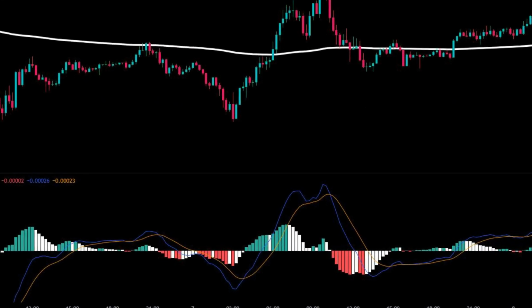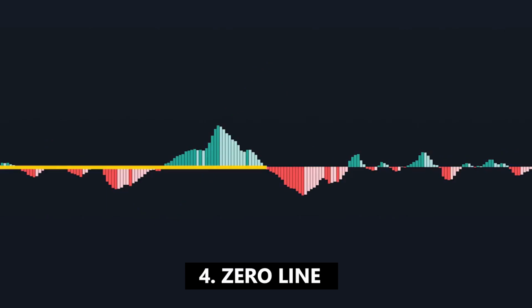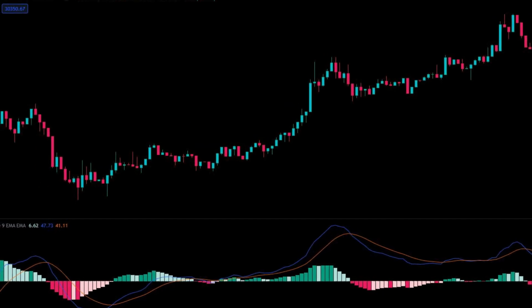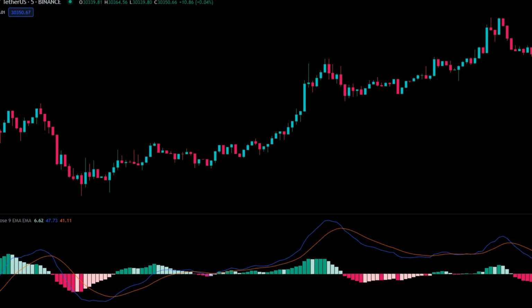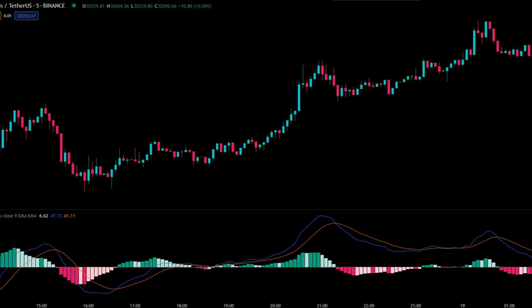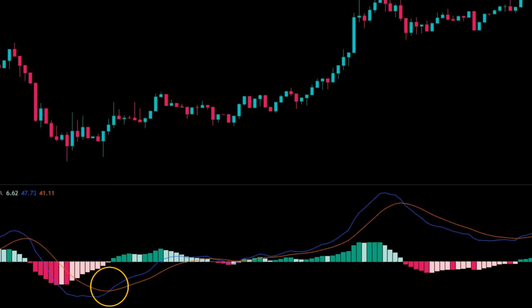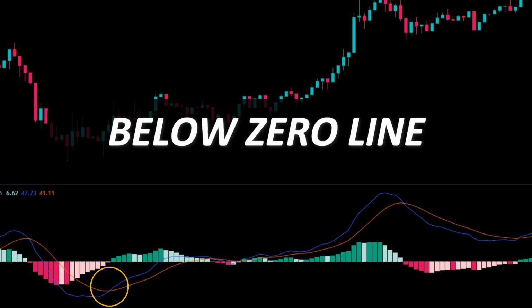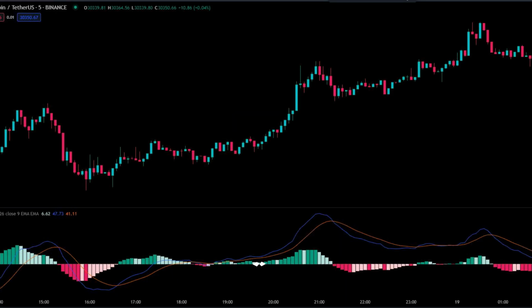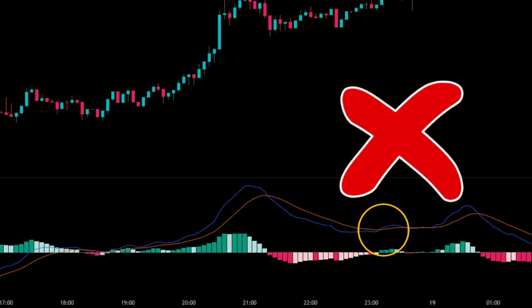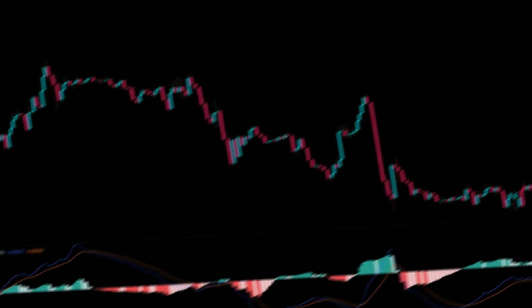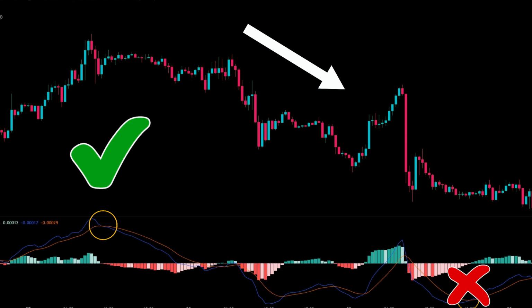The MACD is made of 4 different components: the MACD line, the signal line, the histogram, and the zero line. After having MACD on the chart, this is how you're going to use it with the fundamentals. When the line crosses upward, but only if it crosses below the zero line, then you want to enter a long trade. And if the cross is above the zero line, you wouldn't want to enter a trade. And vice versa for the short trade.